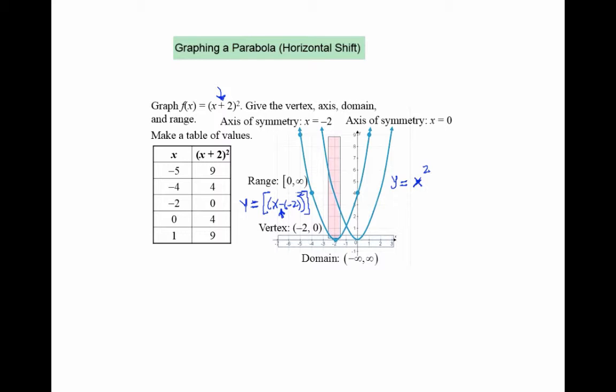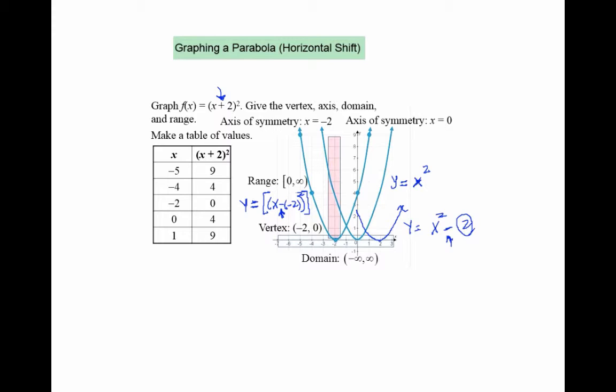So if I were going to shift this parabola to the right 2 units, the equation of that would be y is equal to x minus 2 squared. This minus is part of the formula. The 2 means how you are shifting right or left.